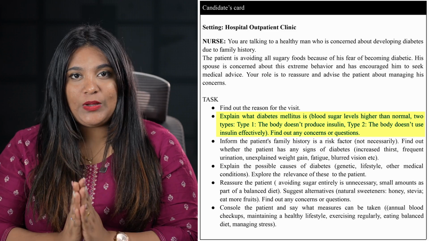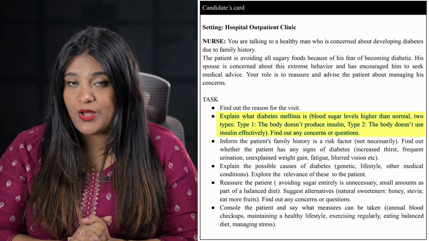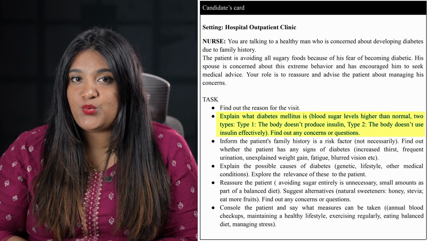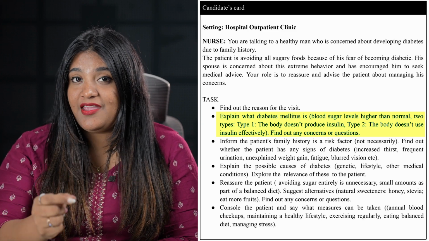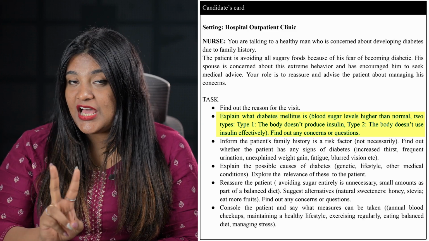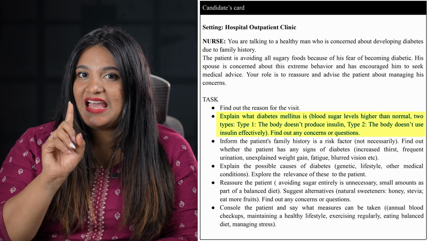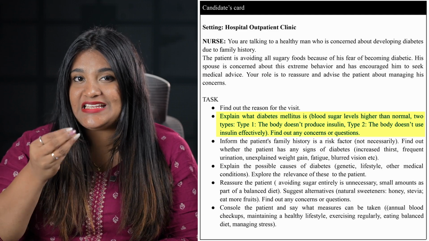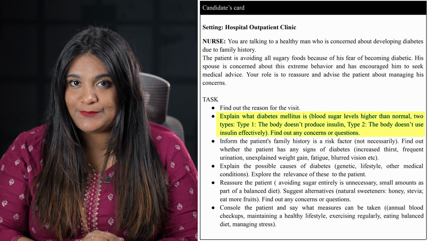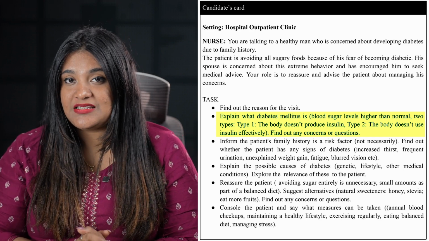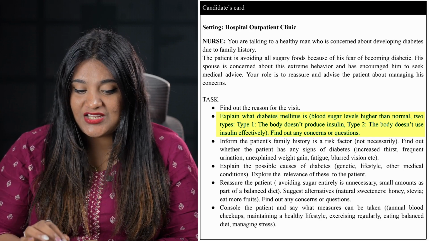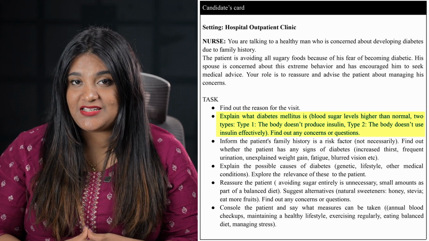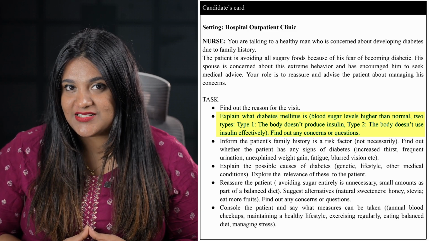You can say, well, Mr. David, what you said is partially right. So I'll tell you more about what is diabetes mellitus. It is a condition in which the blood sugar levels are higher than normal. There are 2 types of diabetes mellitus, type 1 and type 2. Type 1 diabetes mellitus is where the body doesn't produce enough insulin, whereas type 2 diabetes is where the body doesn't use insulin effectively. So I hope you understand the different types of diabetes mellitus. Do you have any questions to ask me?